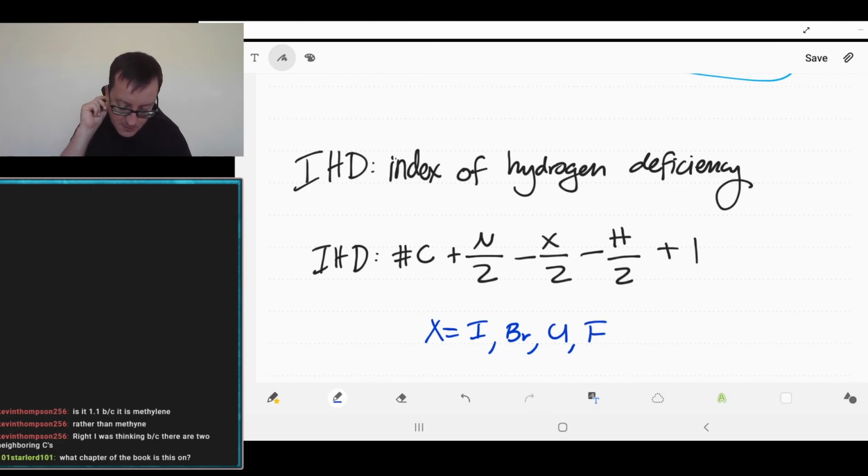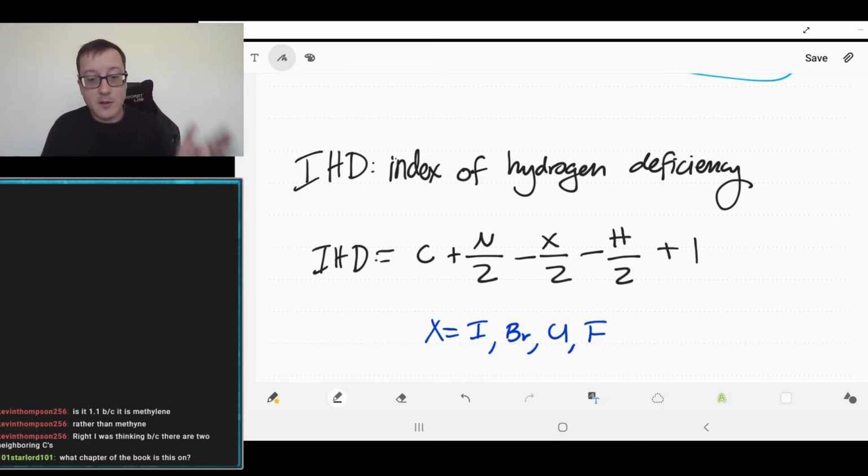X are halogens. I'm going to get rid of this number sign here. The IHD of a compound will be equal to the number of carbons plus nitrogen over 2, minus halogens over 2, minus hydrogens over 2, plus 1.